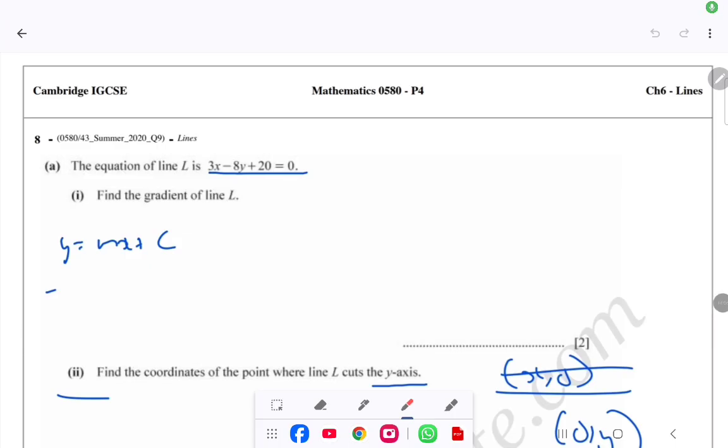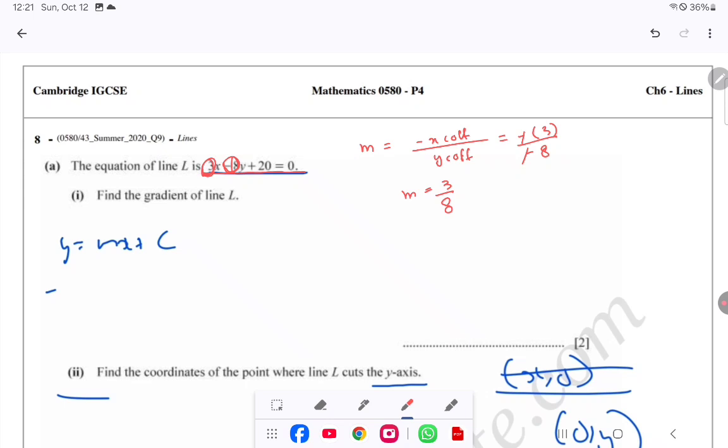Now in question 8, the equation of line is given: 3x minus 2y plus 20 is equal to 0. Now what are we going to do? First we can calculate the value of slope, which is negative of x coefficient over y coefficient. Negative of x coefficient is here, which is 3, and the y coefficient is negative of 8, over negative of 8. Negative negative will cancel each other out. So slope will be 3 over 8.